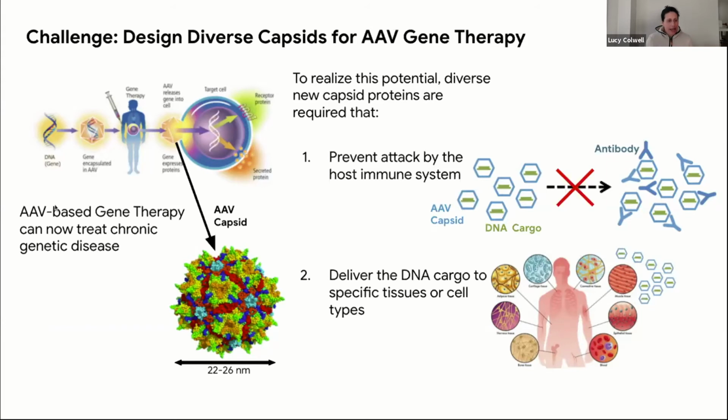But essentially, AAV-based gene therapy can now treat chronic genetic disease. There are a couple of key challenges here. We need to prevent the capsid and its cargo from being attacked by the host immune system, so we have to evade neutralizing antibodies. And ideally, it would be great to be able to deliver the DNA cargo to specific tissues or cell types that you're interested in. If you can make it addressable, that would be a lot more effective. Right now, getting the gene therapy to go to the liver or the spleen is really easy, because that's how the body clears stuff that it doesn't want.